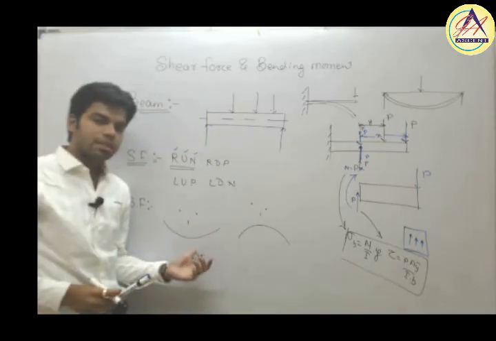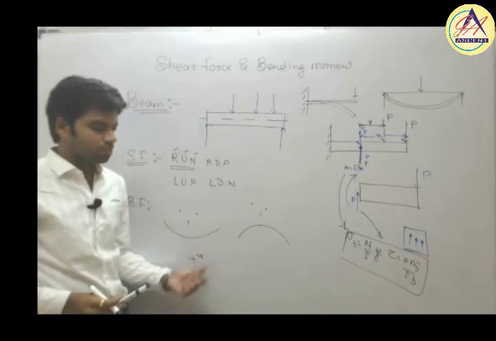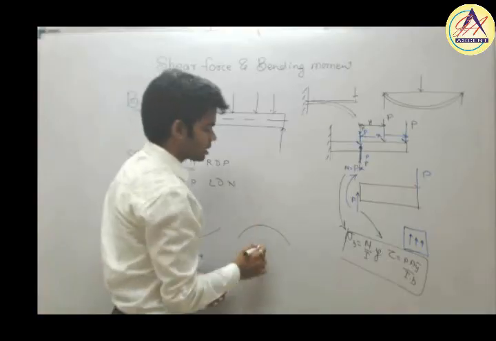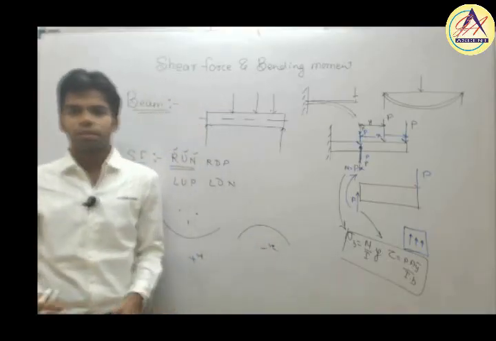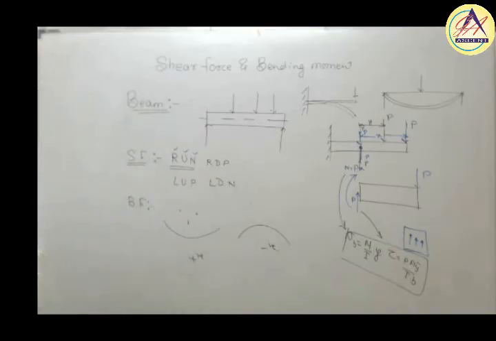So when we have a sagging moment, that sagging moment is taken as positive, and when we have a hogging moment, that is taken as negative. So this is the sign convention for shear force and bending moment.